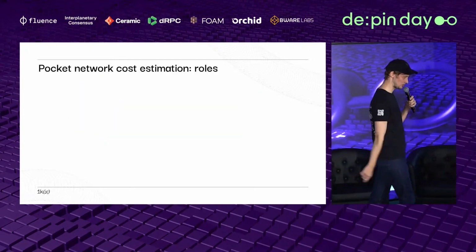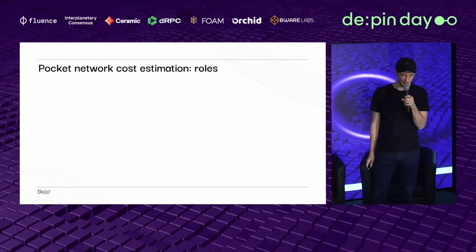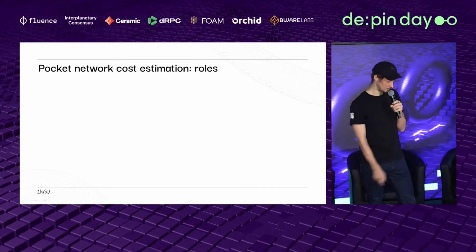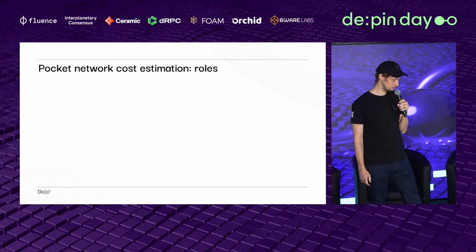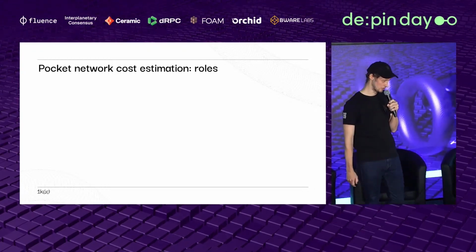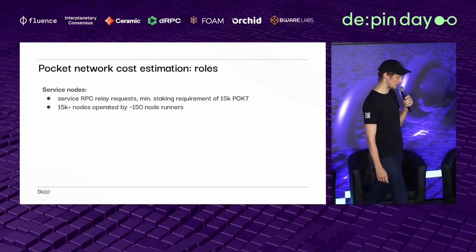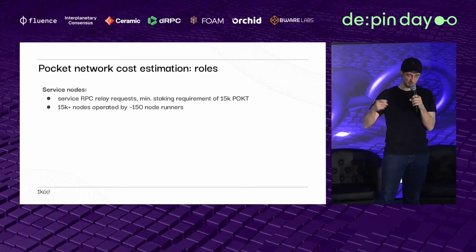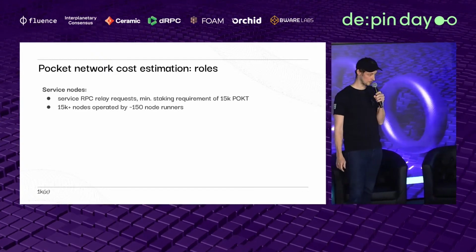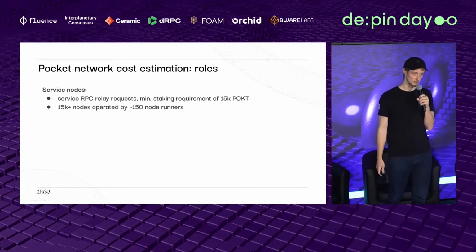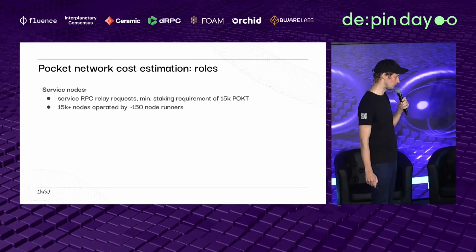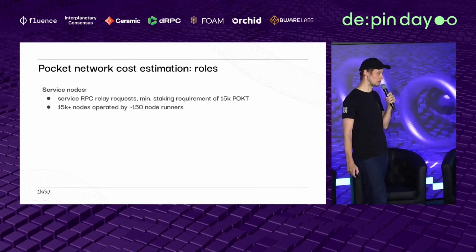Yeah, and with that, I want to move over to the fun part of this presentation, some actual numbers. And I'm staying with Pocket Network here. So our framework is, of course, first you define the roles, which in Pocket's case is you have service nodes. These are the ones that service the RPC relay requests that users have to the Pocket Network. These guys need to stake a certain amount of Pocket token. And as just mentioned, there's 15,000 nodes currently run by 150 node operators.